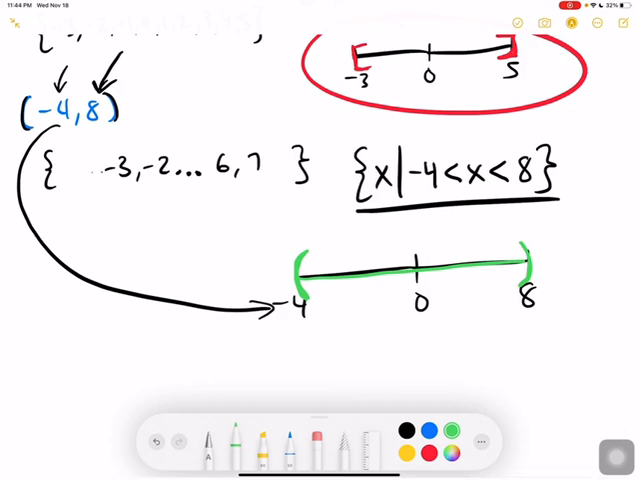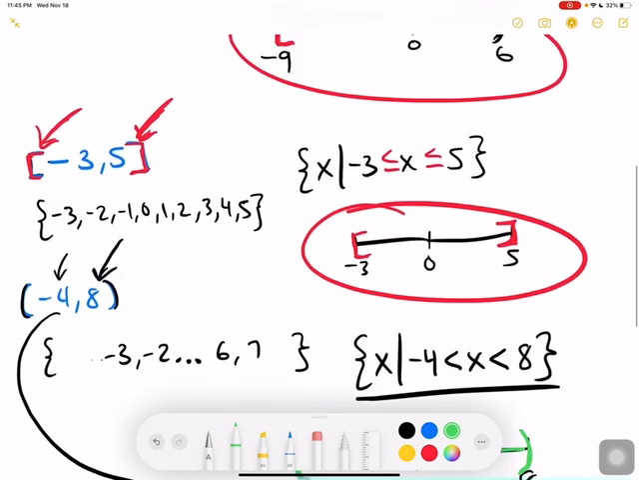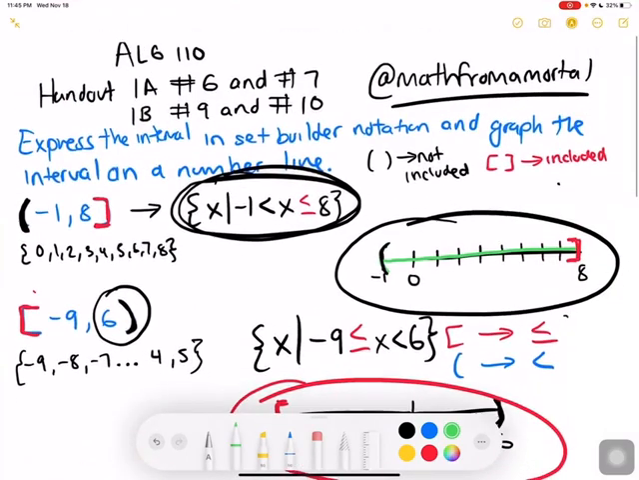Okay. So this is basically it for those 4 examples regarding set builder notation and graphing intervals in the number line.